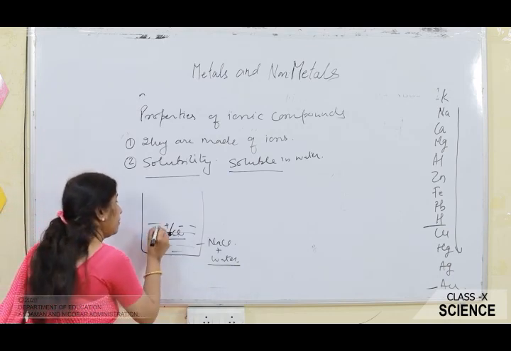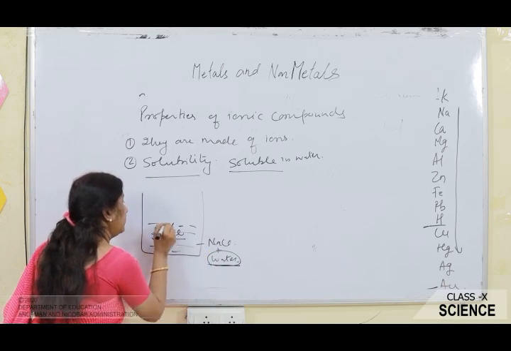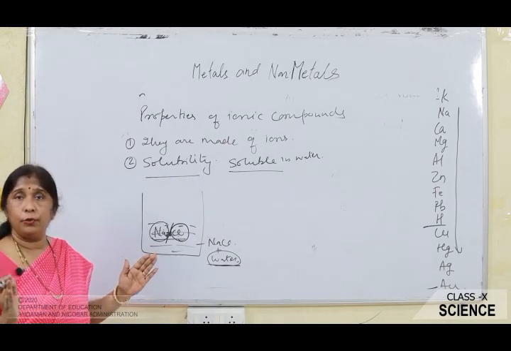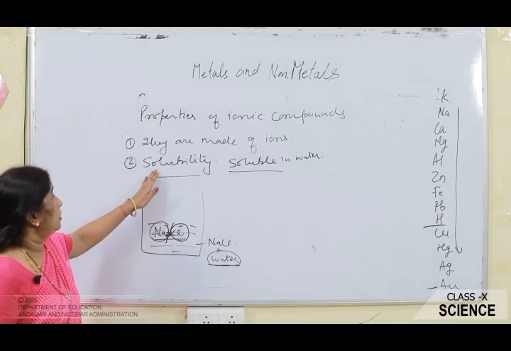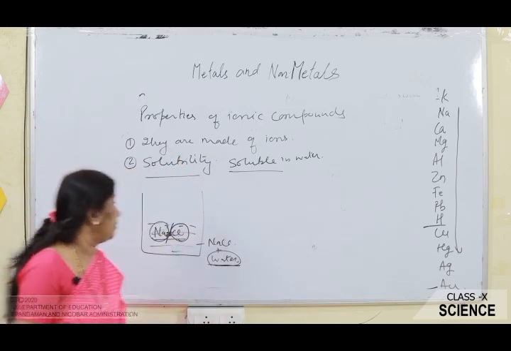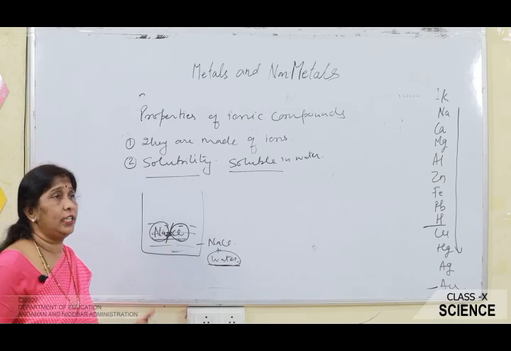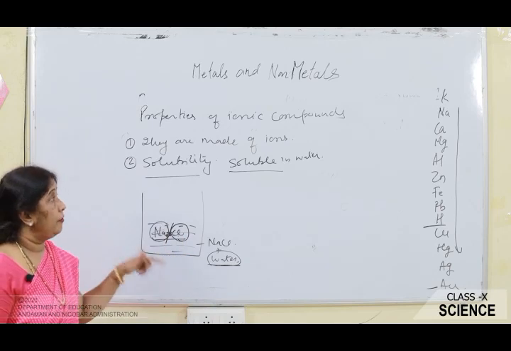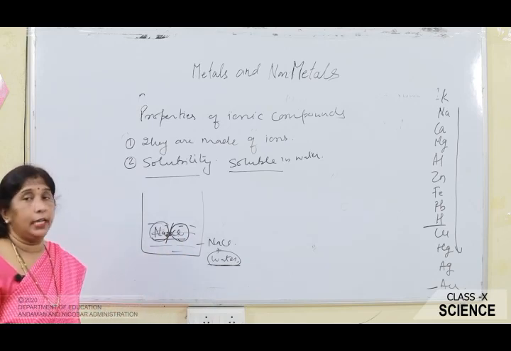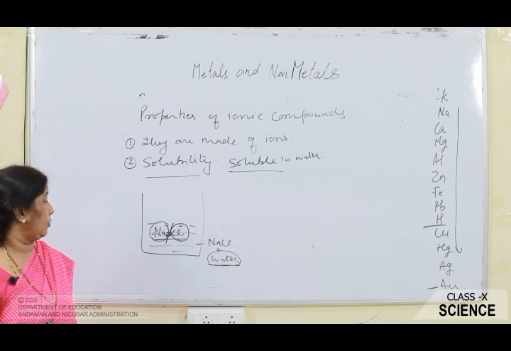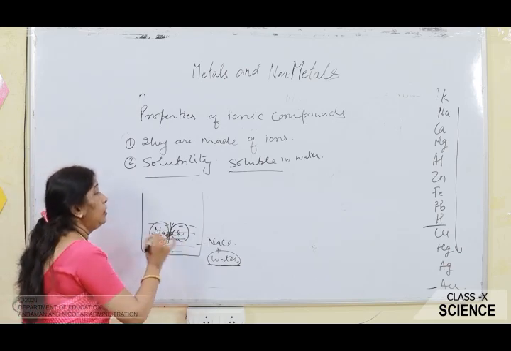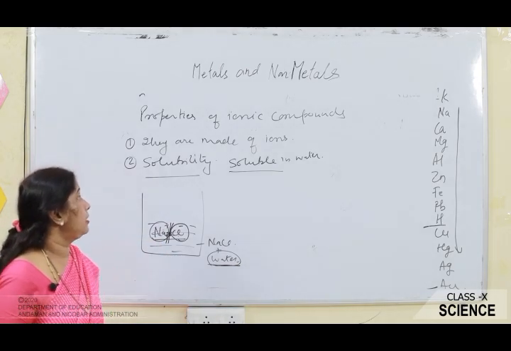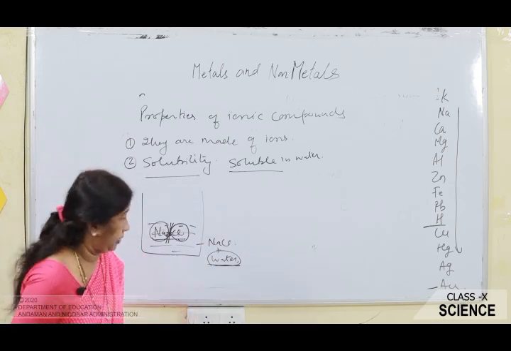The water molecules will surround Na+ and Cl- and separate these two ions. So we say that ionic compounds are soluble in water. Actually they are held together by very strong electrostatic force of attraction, but water is able to break them. Whereas organic solvents like ether, benzene, carbon tetrachloride are not able to break this strong bond. So ionic compounds are insoluble in organic solvents, whereas they are soluble in water.